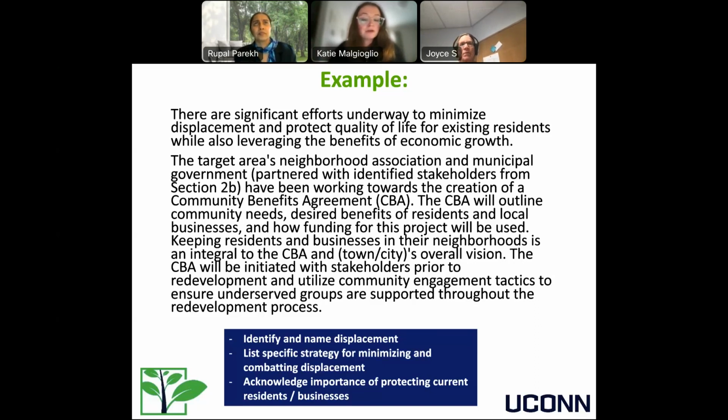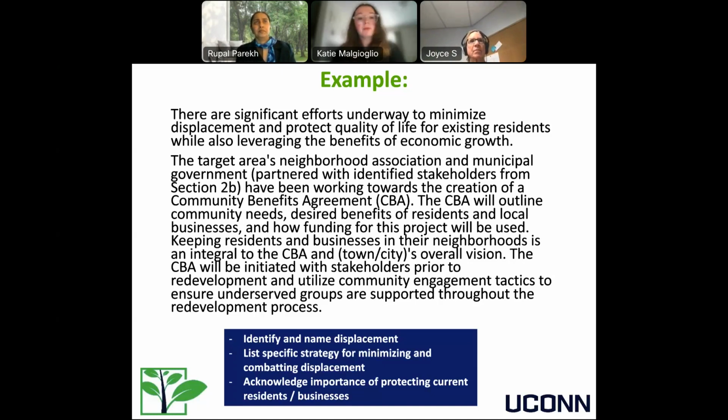And a little formula that you can follow to keep this section succinct and convey how important environmental justice is to your community is just to, like I said, name and identify displacement, and just openly address the topic and show that you have an understanding. List a specific strategy. You can use one of the strategies we just provided and write just a little bit about how this anti-displacement strategy, or whatever anti-displacement plan you come up with, suits your community.